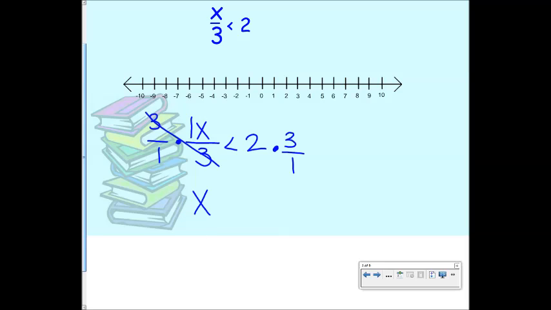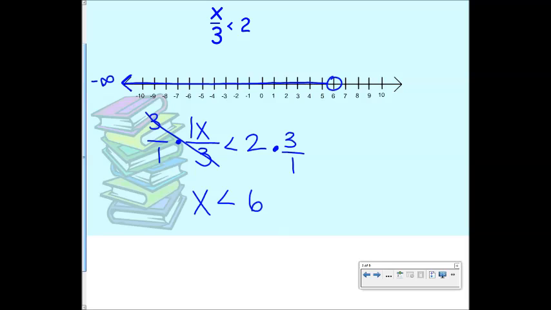On my right side, 2 times 3 gives me 6 over 1. Again, I don't need that 1, so I'm just going to write it as 6. So x is less than 6. So I put my open circle at 6, and then my arrow goes over to the left side. X is all the values less than 6 going all the way over to negative infinity.